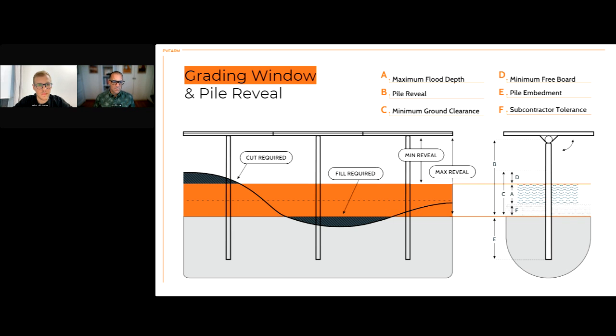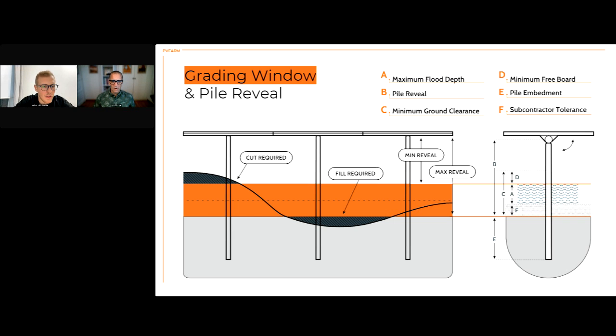We have here on the left side of the screen a cross section through a tracker, just as a diagram. We have the undulating terrain below this. So to be able to adhere to my minimum reveal and to keep the embedment, meaning the pile embedment below the ground, we need to cleave off the top part of this hill and probably fill in this valley, and we need to smooth everything out. So one of the main variables that we have to play with here is the grading window.